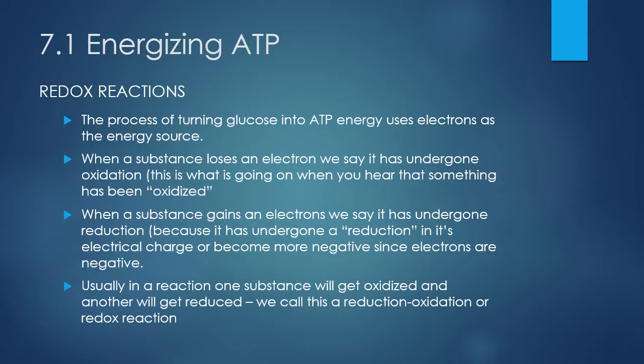Since electrons are negative. So usually in a reaction, one substance will get oxidized, one substance will lose an electron, and another substance will gain that electron and become reduced. And we call this combination of one substance losing an electron and the other substance gaining it a reduction oxidation, or just simply a redox reaction.